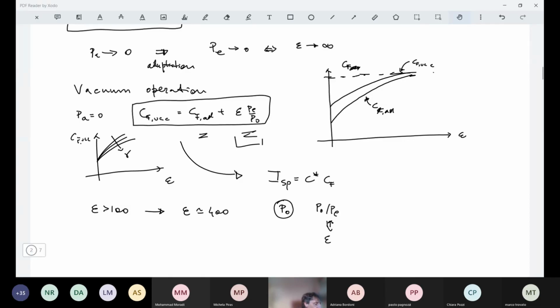So we will continue in 10 minutes talking about the other application, which is launcher or first stage operation. So we make a 10 minutes break.